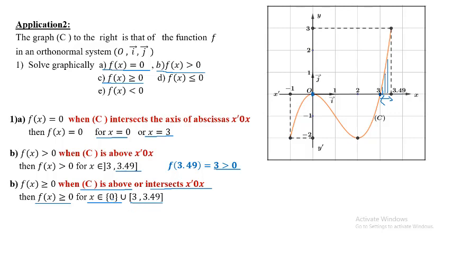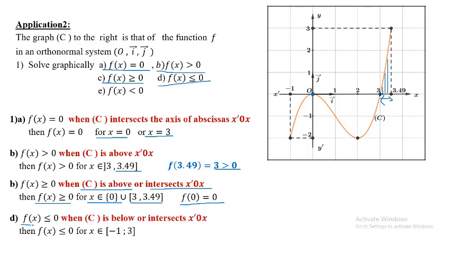First of all, why is 0 included in the solution? Simply because f of 0 equals 0. Why is 3 included? Also f of 3 equals 0. Why is 3.49 also included in the solution? Since f of 3.49 equals 3, which is positive. Let us complete D.